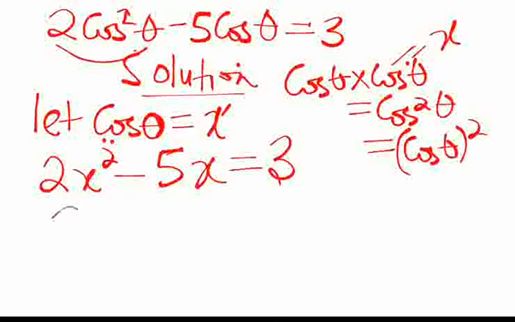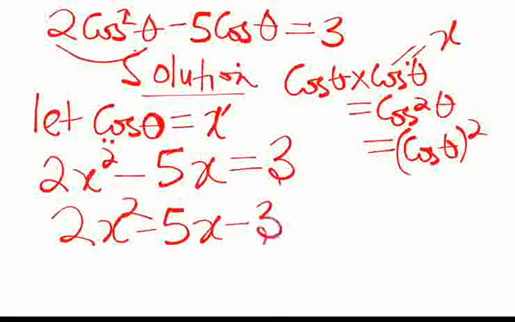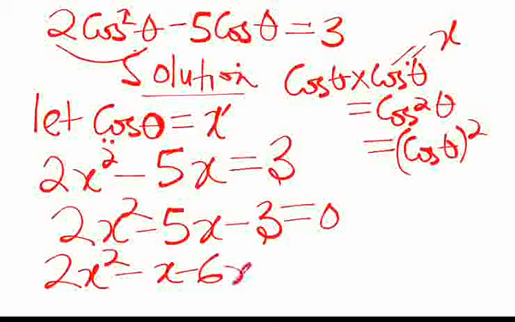So finally we're going to have 2x squared minus 5x equals 3 from the substitution. Now collecting our like terms, let's collect all the like terms on one side. We will have 2x squared minus 5x minus 3 equals 0. So this becomes a quadratic equation that needs to be factorized. Our factors here would be 1 and 6.